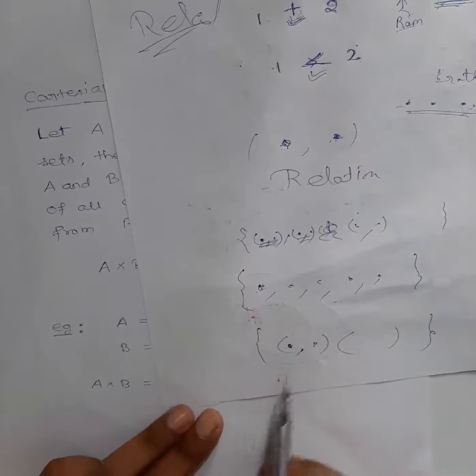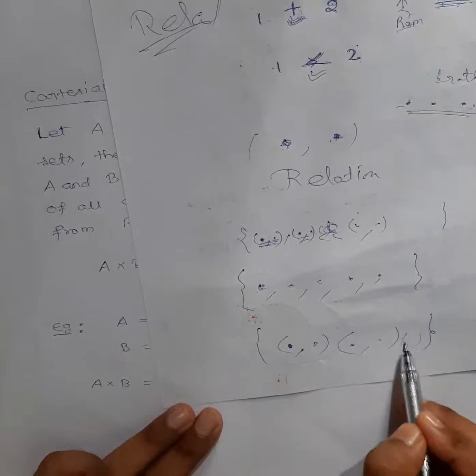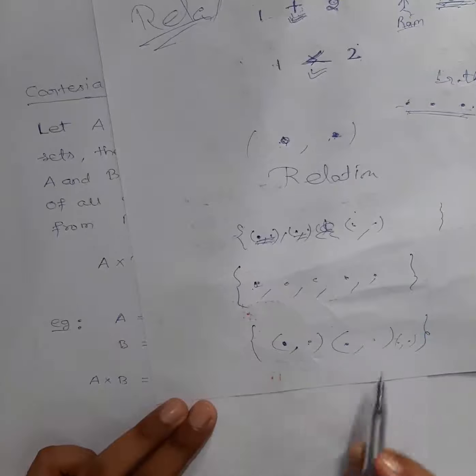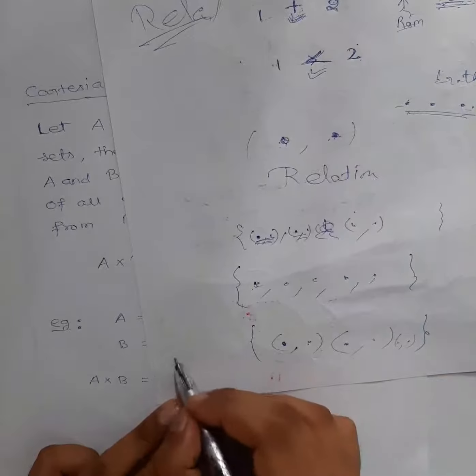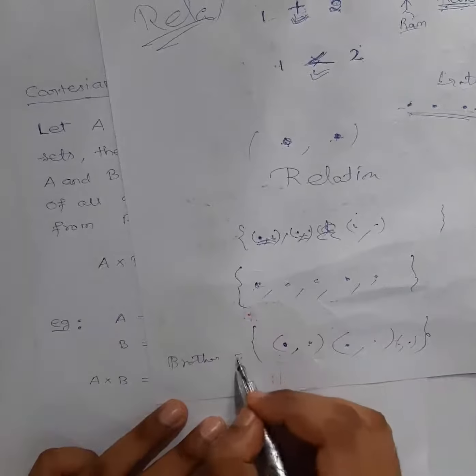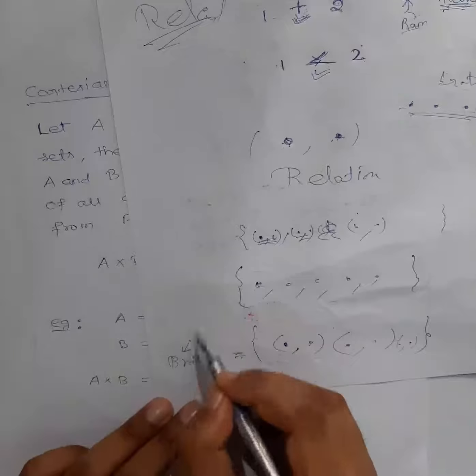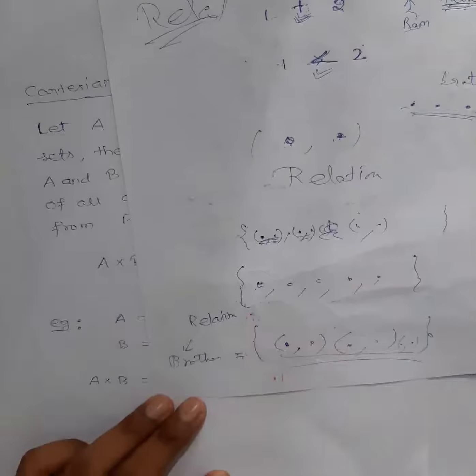So from this pair I can understand that this person and this person are brothers, this person and this person are brothers, this person and this person are brothers. So you can see that this is a collection of relations. What is the relation here? Brother. So I can write down brother here and I can make a set like this. Okay, so this is your relation here, and this is the collection of those relations.